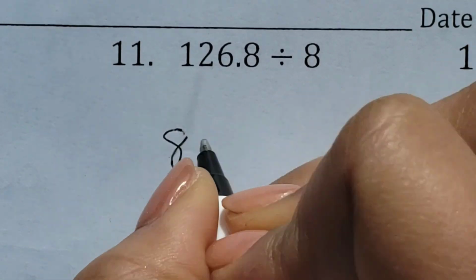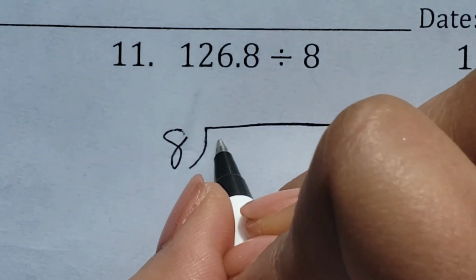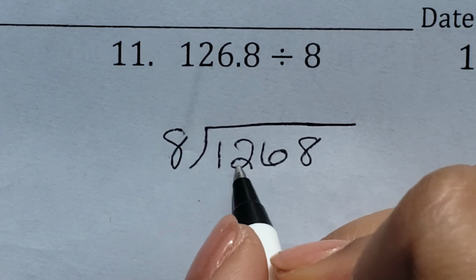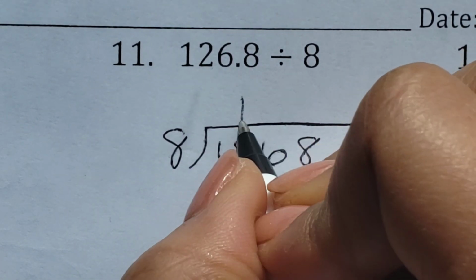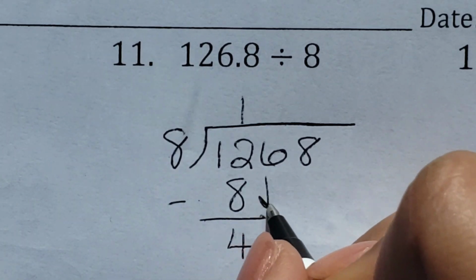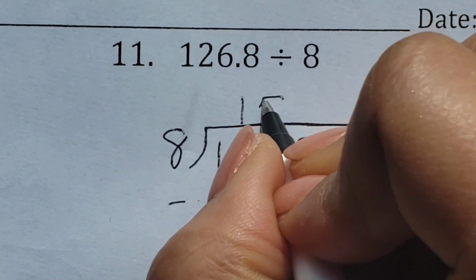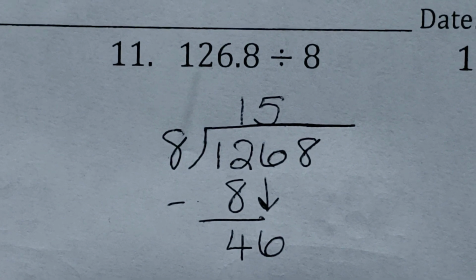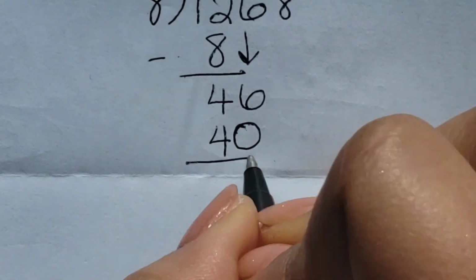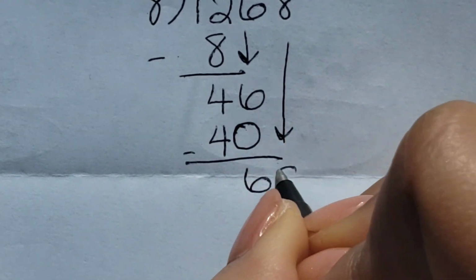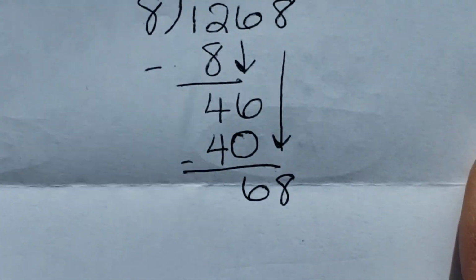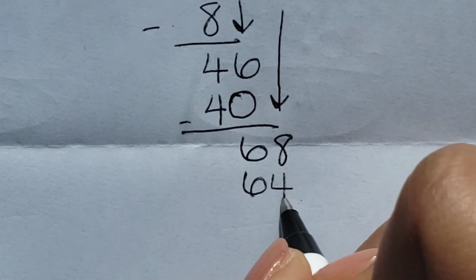All right, number 11 is all division. So I'm going to put that 126.8 inside of the house without the decimal. I'm going to work this just like a normal division problem, and this one is a little different because I am just going to shoot straight up with my decimal. So my decimal was originally in between the 6 and the 8, and I'm going to put it straight up, so my answer is going to be 15.85.